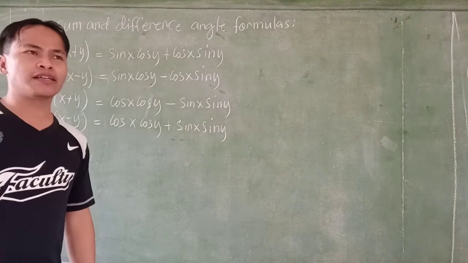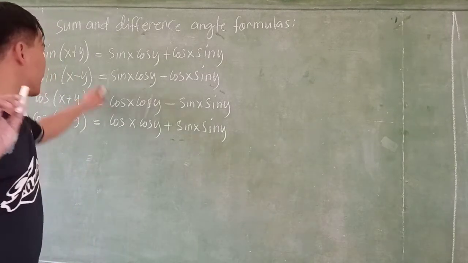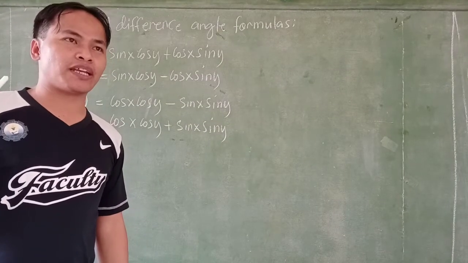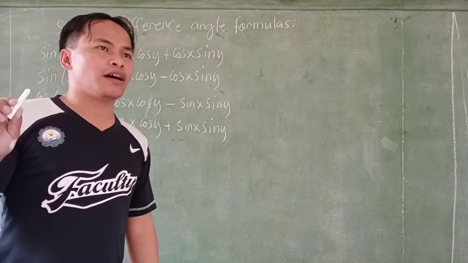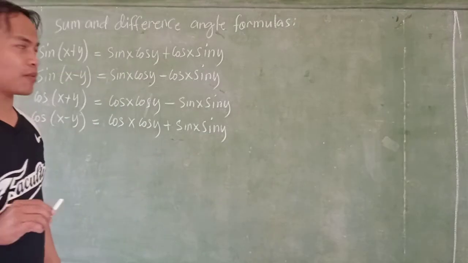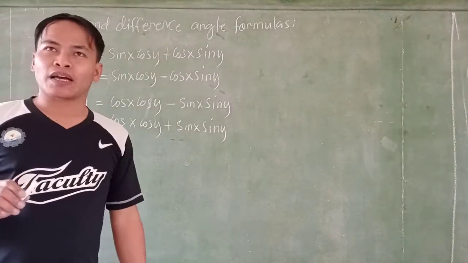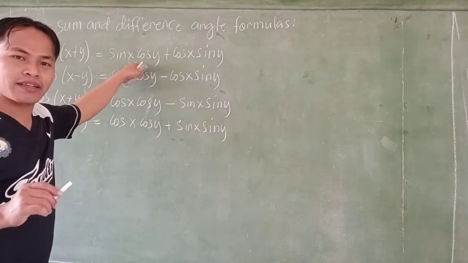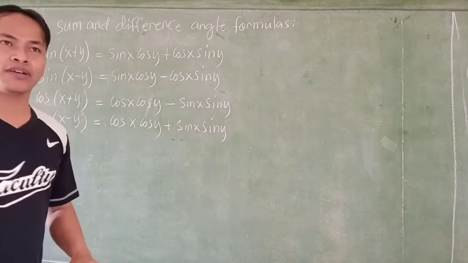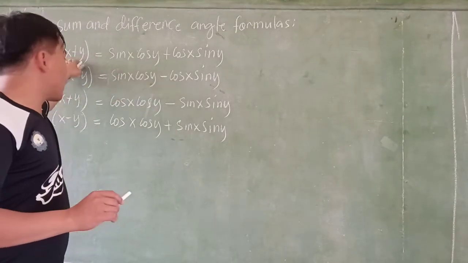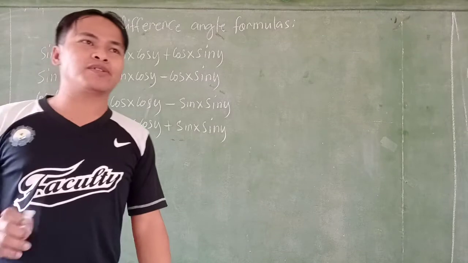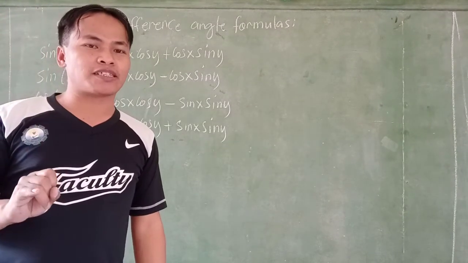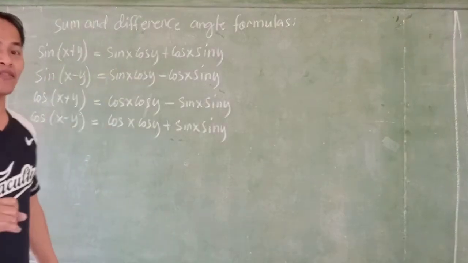For an example of the sum, where we use the formulas for sine or cosine, let us say we want to identify the exact value of sine of 105 degrees. Remember, 105 is not easy to get without using this. It is easier if you use it. How do we split 105? It can be 60 plus 45 degrees, because 60 plus 45 is 105.